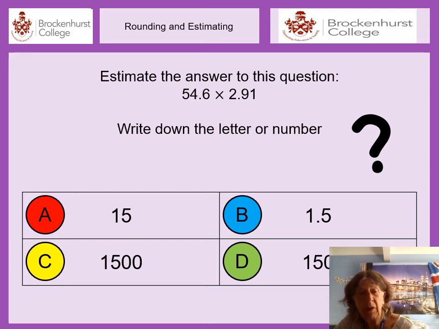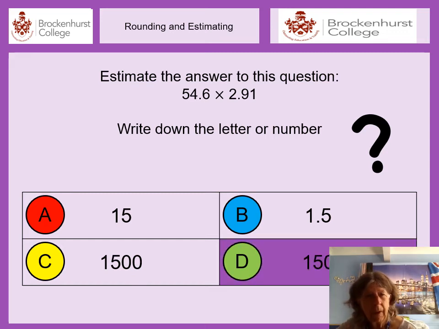So you need to estimate the answer to this question. 54.6 times 2.91, rounding to one significant figure, then do the maths and choose your letter. To work out this answer, you'd round 54.6 to 50 and 2.91 to 3. So it'll be 50 times 3, so the answer is 150. So the answer is 150 or D.